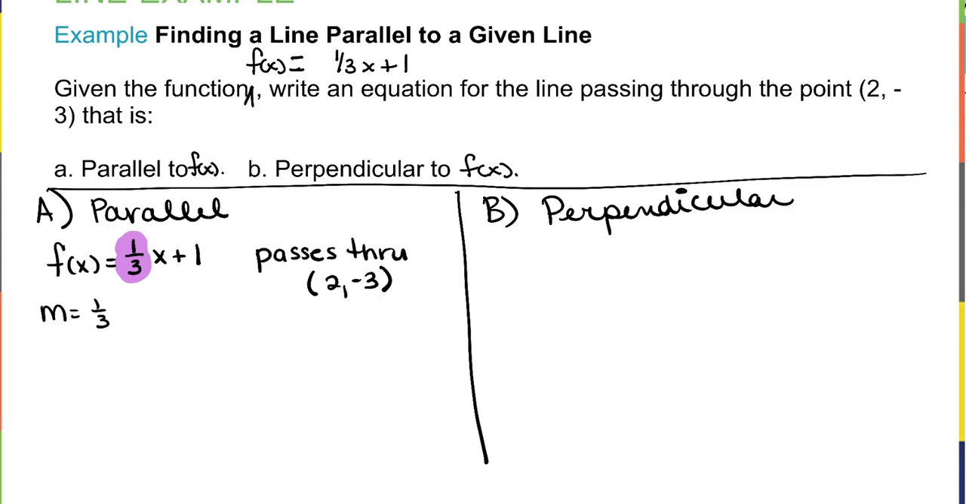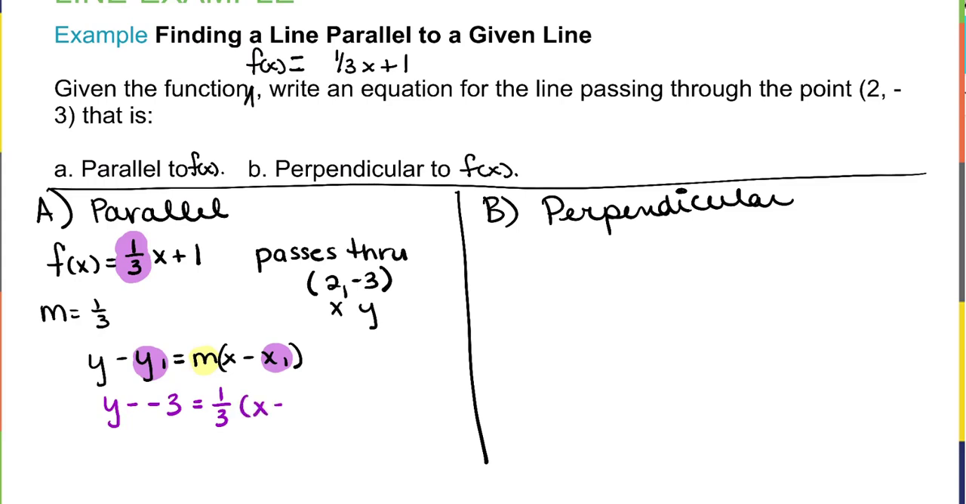So what you can do, I'm going to do point slope form, just because I like it. I told you that I liked it before in a previous video. So I'm going to use the point slope formula. y minus y1, which is negative 3, equals m, which is 1/3, times x minus x1. x1 is 2. Then I'm going to distribute the 1/3 on the right. On the left, I'm going to make that a plus, y plus 3.